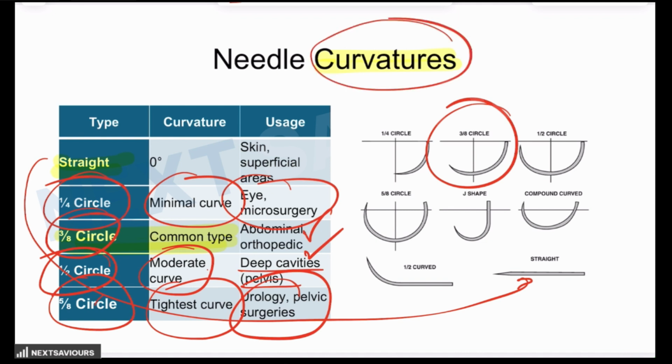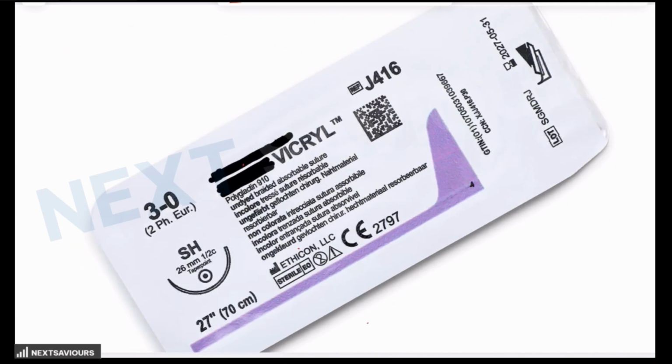So the threads, you came to know, were classified based on their absorption, their material, and their structure. The needle is classified on the basis of its tip and curvature. Once we have understood these sutures, now is the time to identify what is what in the information provided on the suture packet. The first one is this, that is 3-0. What is this? It is the USP suture size, that means the gauge of the suture which is provided.